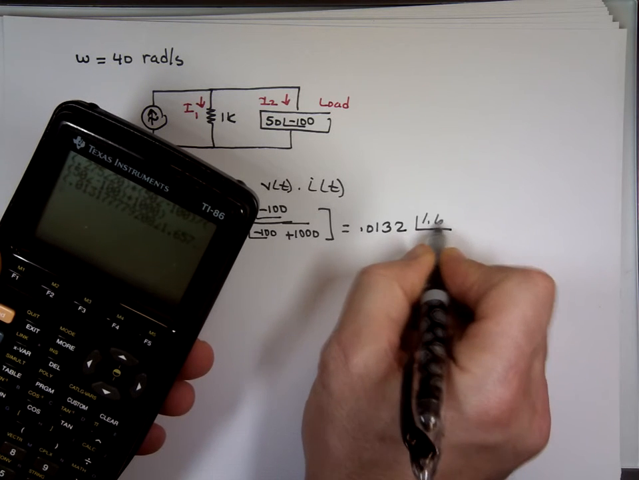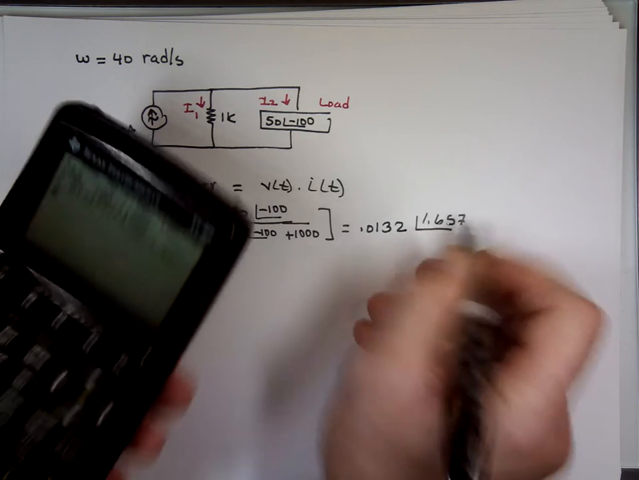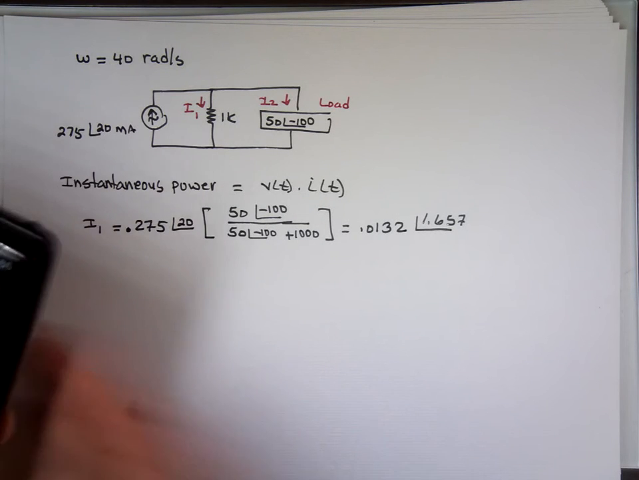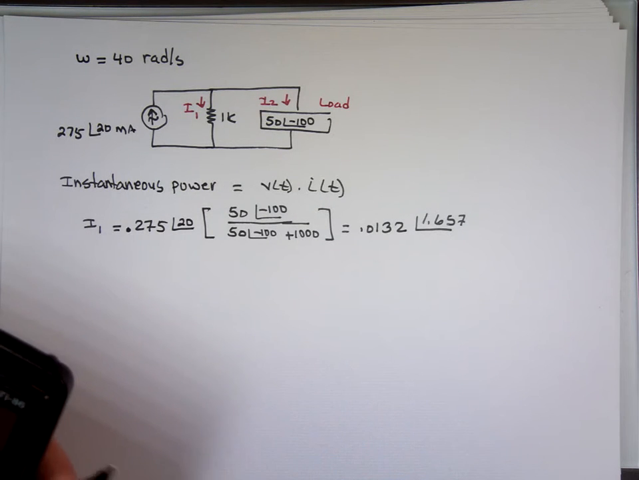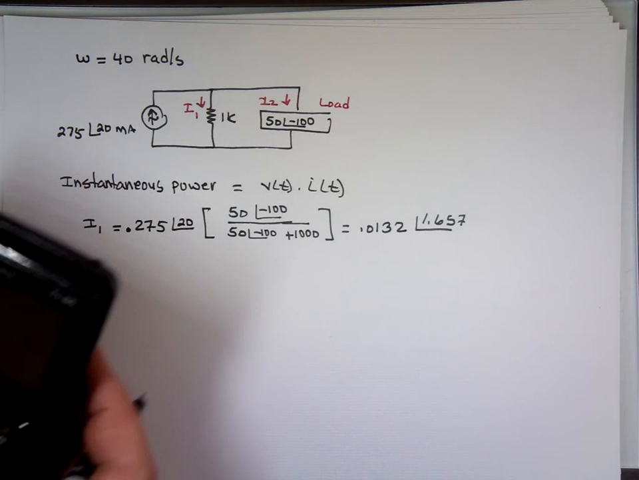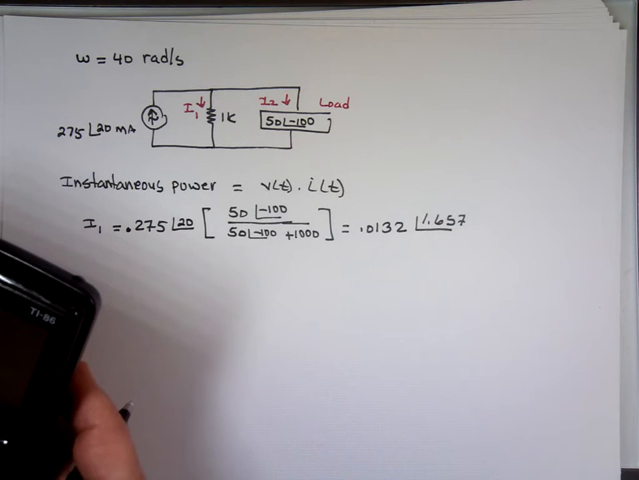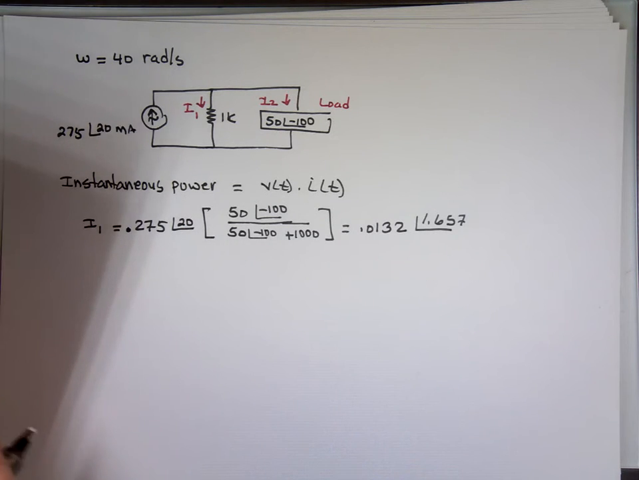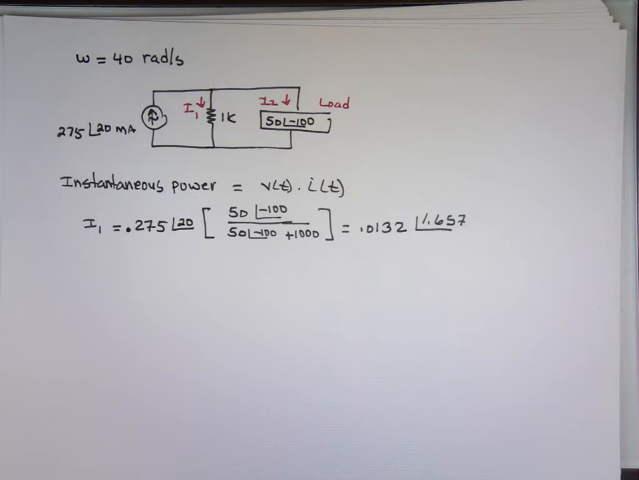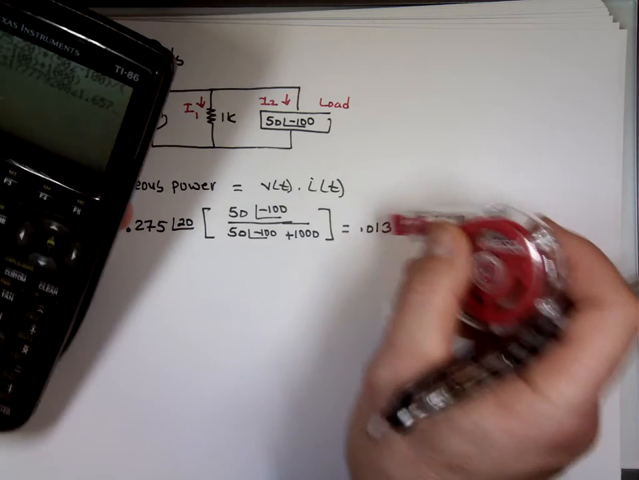1.657. Let me just double check one thing. I didn't look to see, because I use this calculator for everything, if I'm in degree or radian mode. Oh, I was wrong. I was actually in radian mode. I got to redo it. I forgot that little detail. But do you need to be in degree or radian mode?